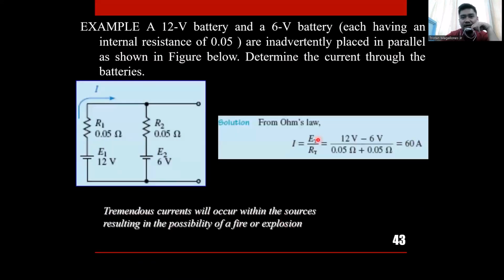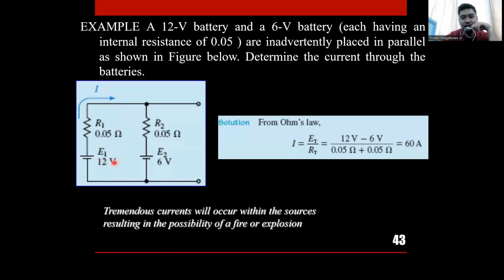So for example, you have a 12-volt battery and a 6-volt battery, each having an internal resistance of 0.05 ohms, and they are inadvertently placed in parallel as shown in the figure below. Determine the current through the batteries. This is the same as our previous examples with voltage sources which have internal resistance.